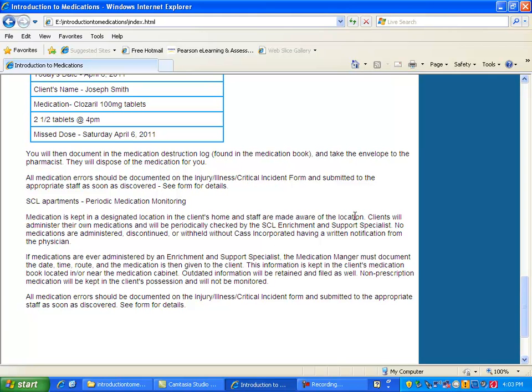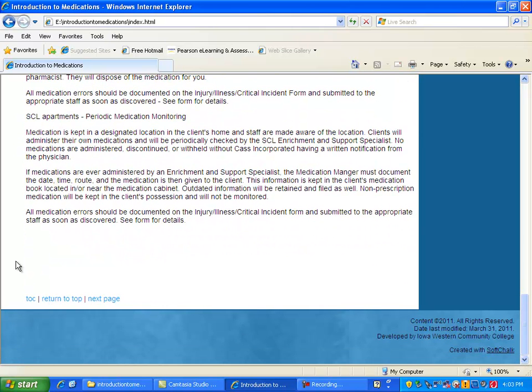Non-prescription medication will be kept in the client's possession and will not be monitored. All medication errors should be documented on the Injury Illness Critical Incident form and submitted to the appropriate staff as soon as discovered.